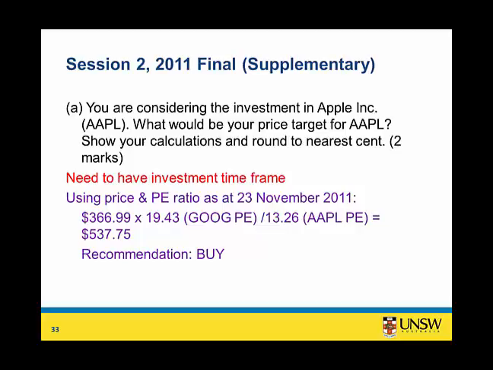$537.75, which is greater than the current share price at this point of $366.99 per share. So if the target is greater than the current share price, then you issue a buy recommendation.